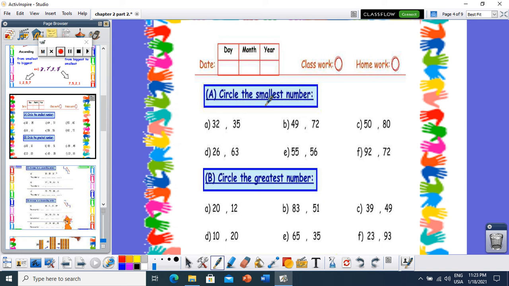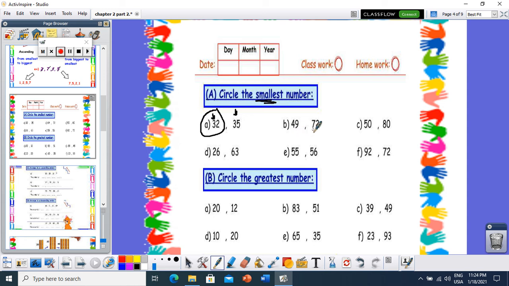Now I need to circle the smaller number, so I will search for the smallest tens. Here I have 3 in the tens, and here I have 3 in the tens, so they are equal. So the next step is to look at the ones. Here I have 2 and here I have 5. Which one is the smaller? 2. Excellent. So 32 is smaller than 35. So now I circle the smaller number.